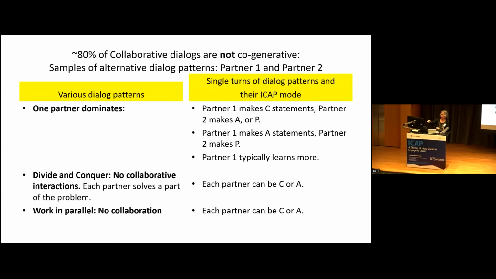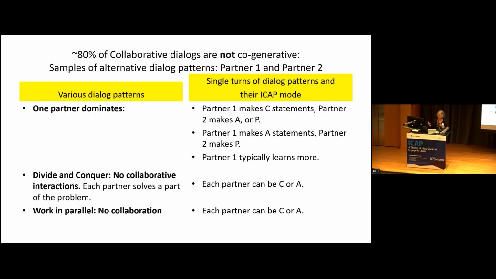I'm going to show you some samples of possible alternative dialogue patterns with partner 1 and partner 2. I'm only looking at 1 turn per partner. So the 3 main dialogue patterns, the first one is that one partner dominates. Okay, so you've seen that when 2 kids work together, one partner dominates. Now, since we're looking at a single turn of dialogue patterns, partner 1 could make a constructive comment and partner 2 could make an active or passive comment. Partner 1 could make an active comment and partner 2 could make passive ones. So you can see various permutations. But the most important thing is whichever partner dominates and makes the important constructive comments, that partner learns the most.